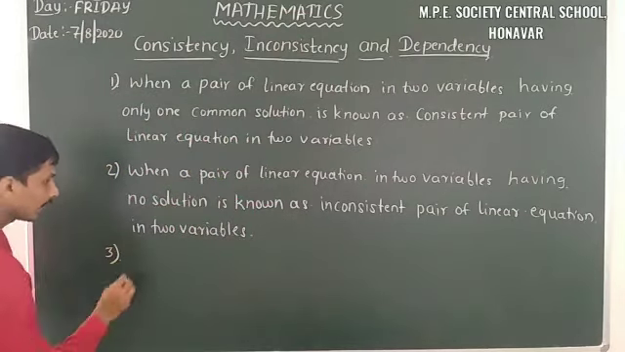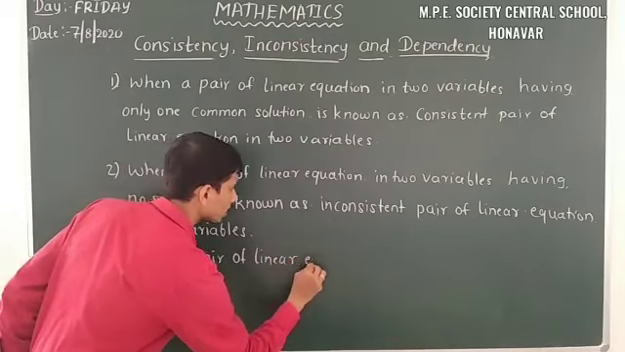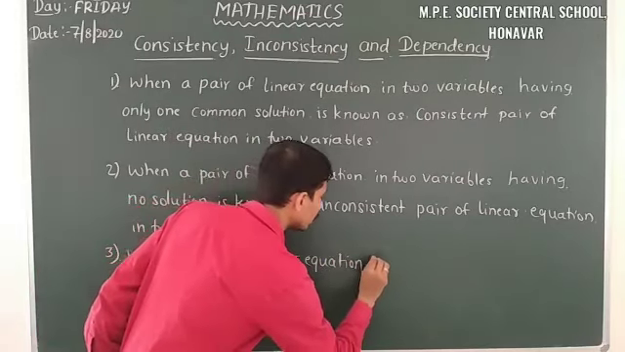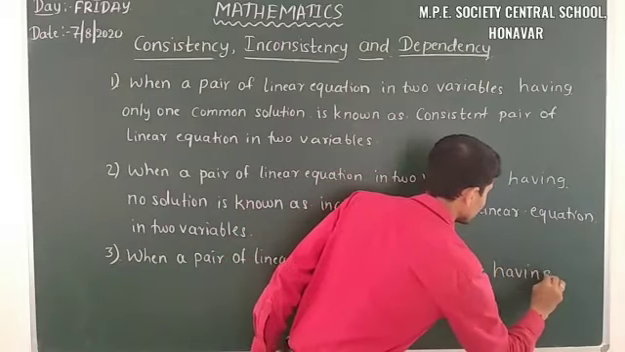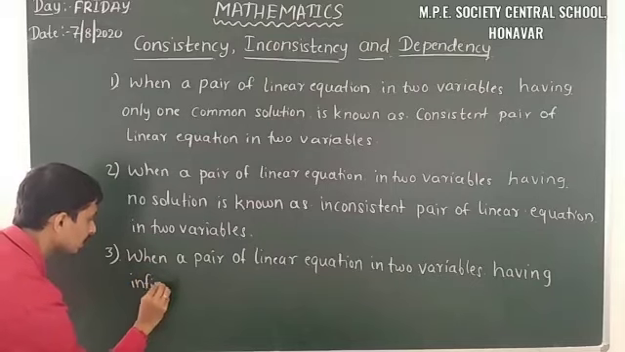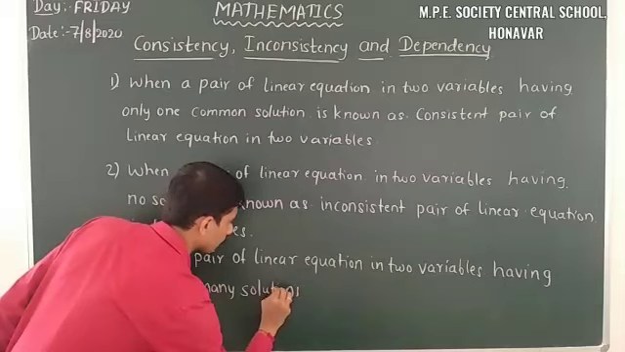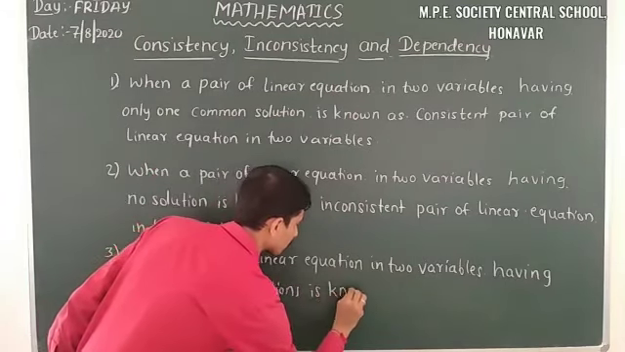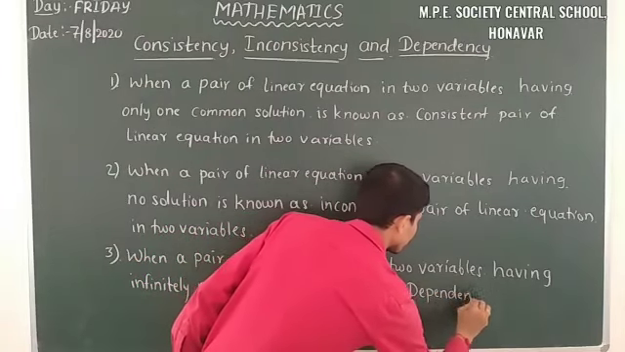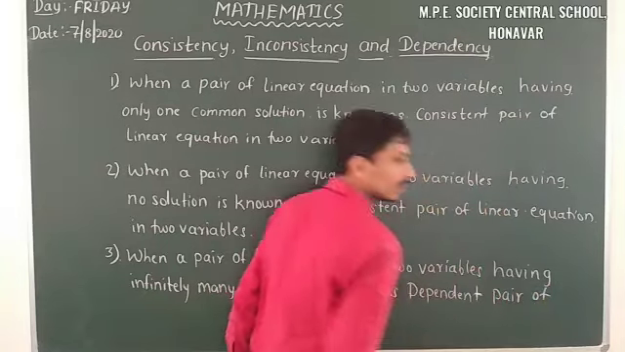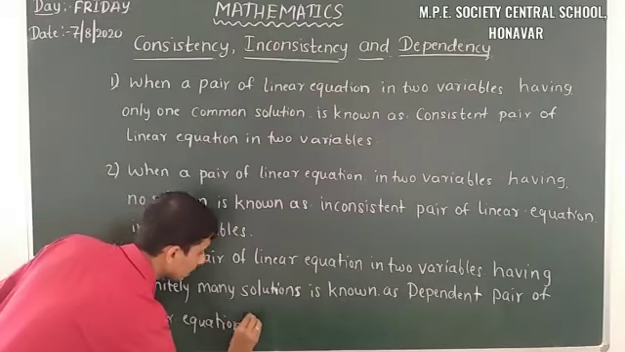That is the third one. It is when a pair of linear equations in two variables having infinitely many solutions is known as a dependent pair of linear equations in two variables.